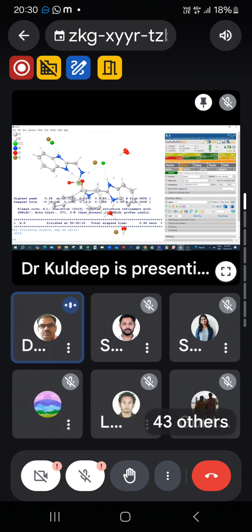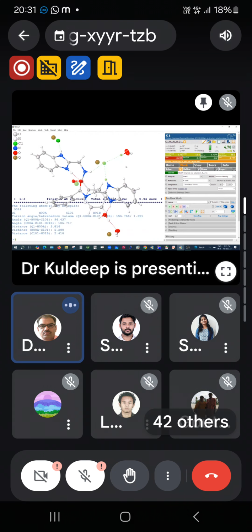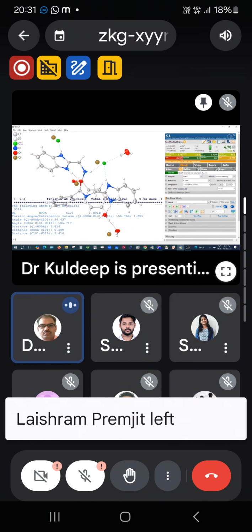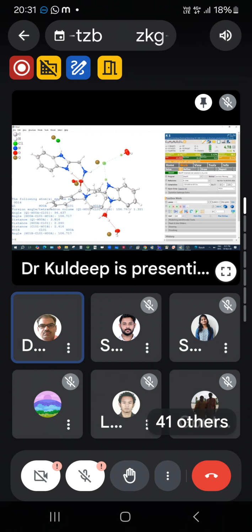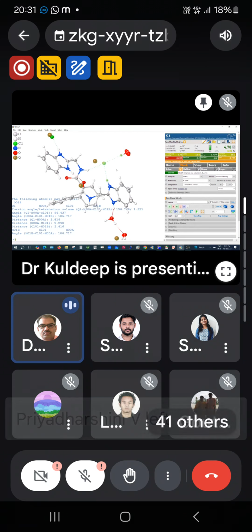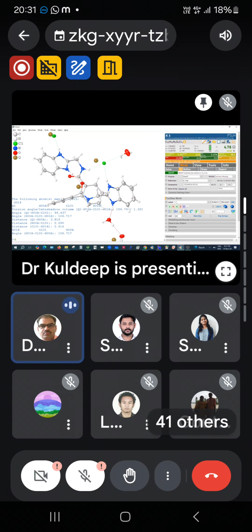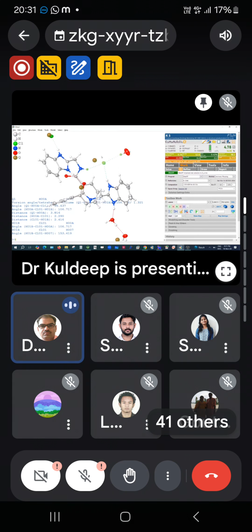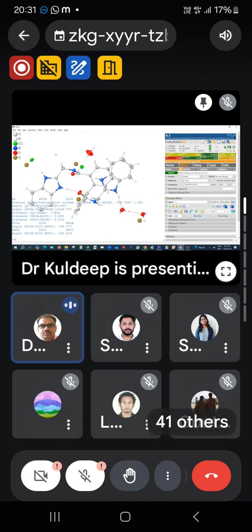So suppose this angle, I am going to use the command CELL. Sorry, this angle. This angle is 106 degrees, so this cannot be considered a hydrogen bond. And this angle is some 150 degrees. Yes, this is a hydrogen bond. Okay, so there is another hydrogen bond also.